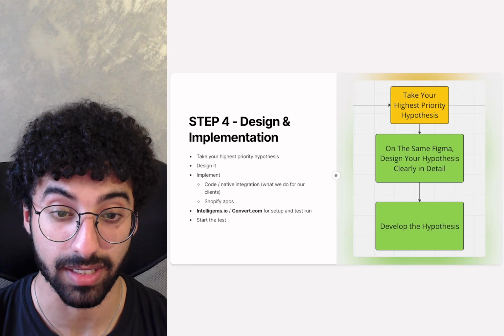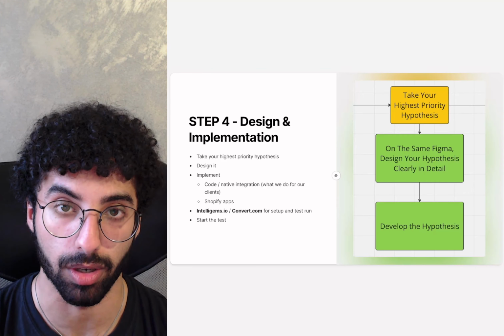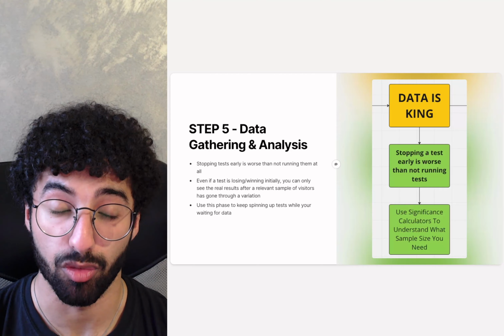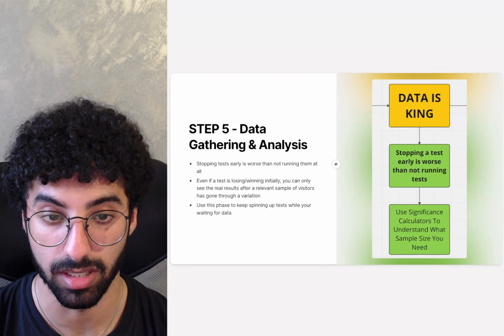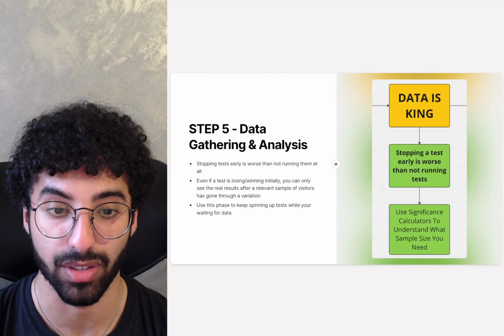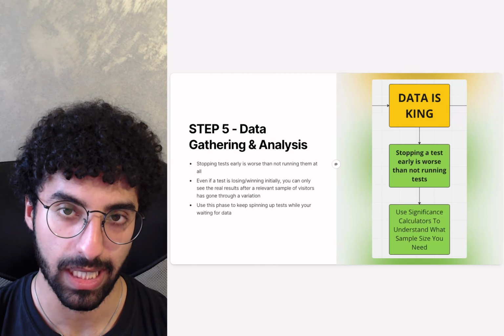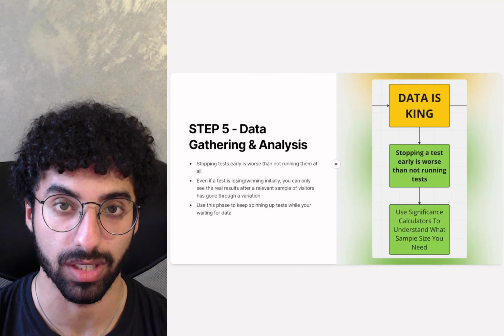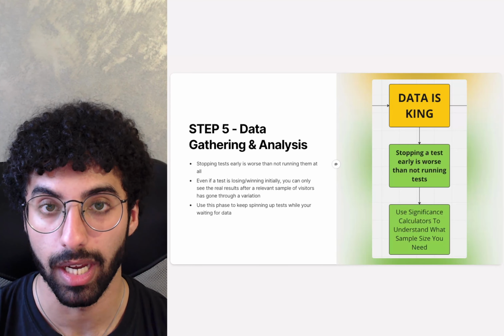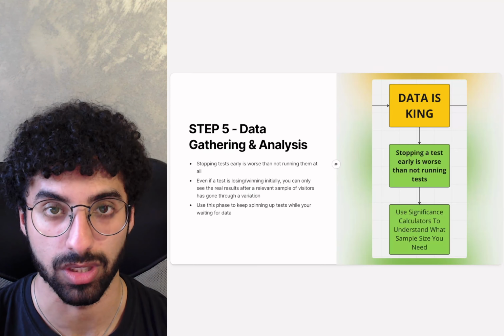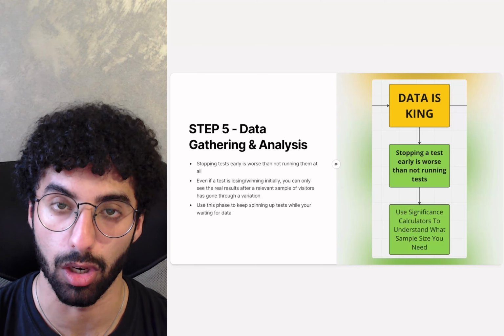But after starting the test is where the most tricky part of split testing comes around, and there's a lot of brands that actually mess up this step here. So step 5 is data gathering and analysis. Stopping tests early is worse than not running them at all. What happens with a lot of brands and a lot of brand owners is that when they see a test losing them money, they stop it right away, because they think they're going to lose money on it long term.